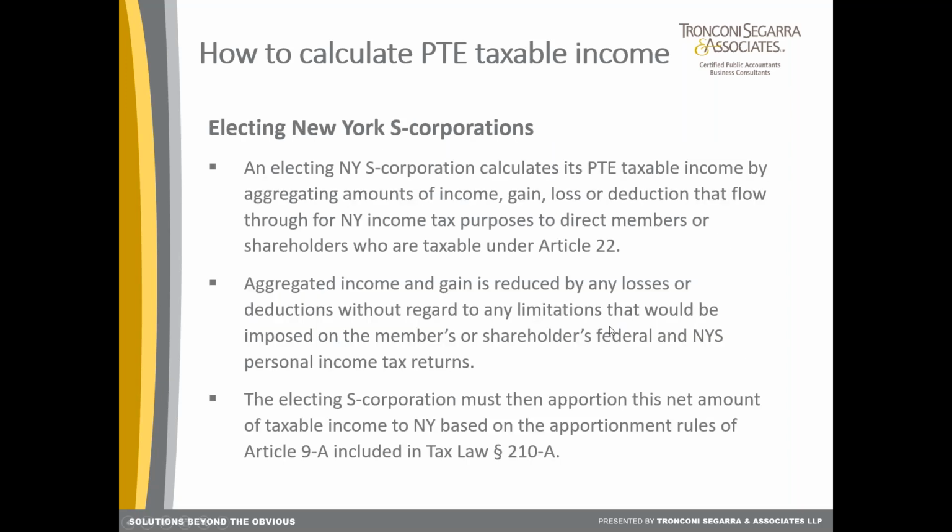So an electing New York State S Corp calculates its PTE taxable income by aggregating amounts of income, gain, loss, or deduction that flows through for New York tax purposes to direct members or shareholders who are taxable under Article 22, which is really New York State personal income tax. Then the aggregated income and gain is reduced by a loss or deduction without regard to any limitation that would be imposed on the member or shareholder's federal and New York State personal income tax returns. The electing S corporation must then apportion this net amount of taxable income to New York based on the apportionment rule. So if a company is not 100% New York State income, you will need to do additional calculations on this.